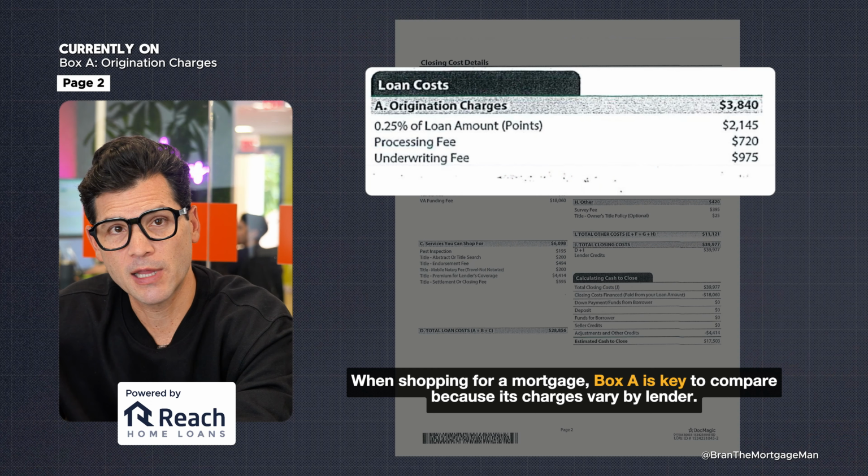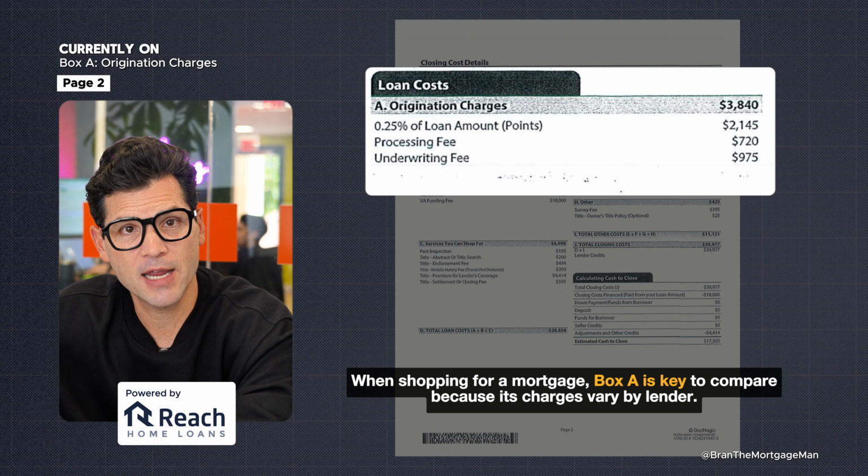They're not determined by the lender. They're going to be the same, right? So especially if you're not picking the title company, or even if you are, the cost of title should be the same, the government charges will be the same, the escrow, so on and so forth will be the same. So when comparing lenders, this is the box, box A, that you want to look at.